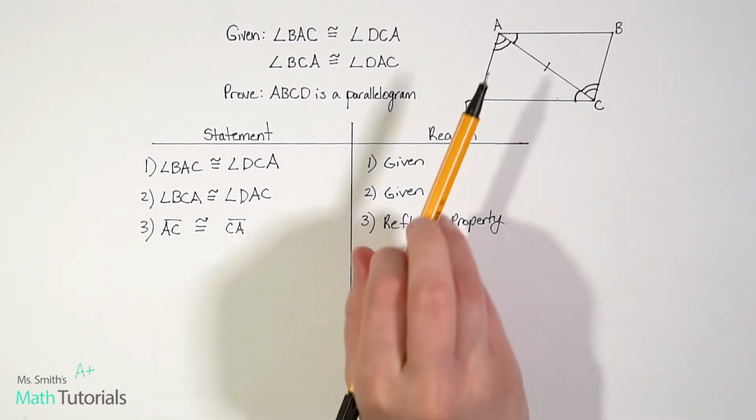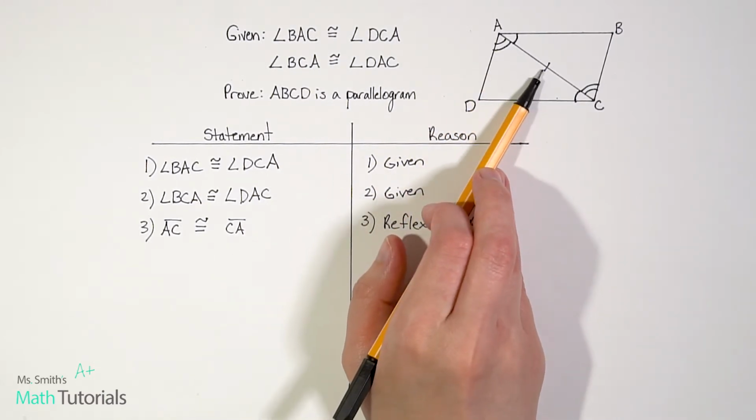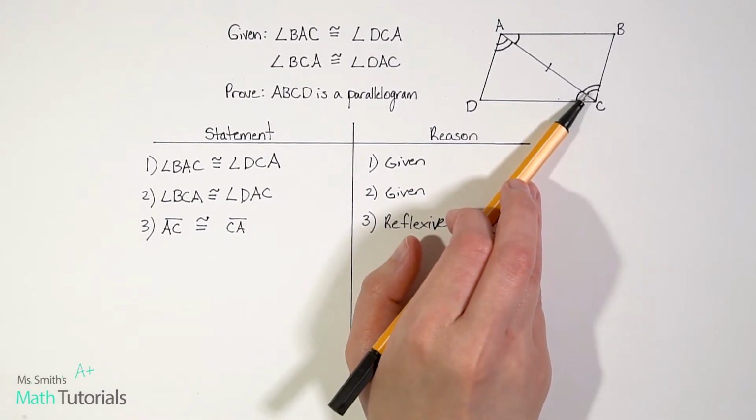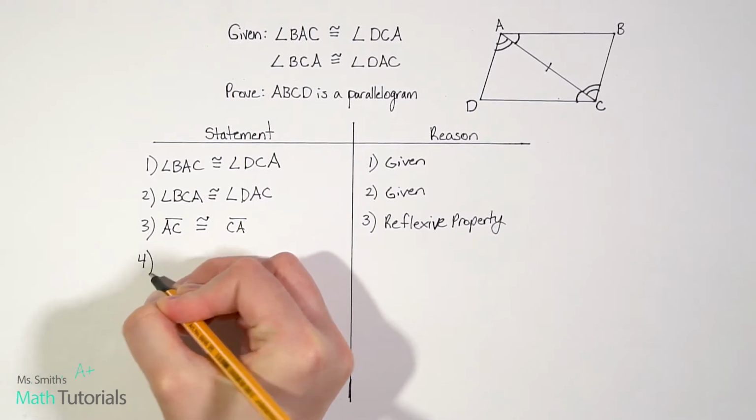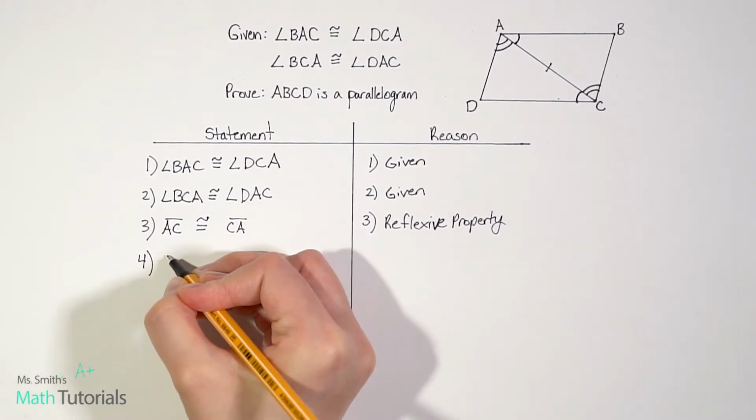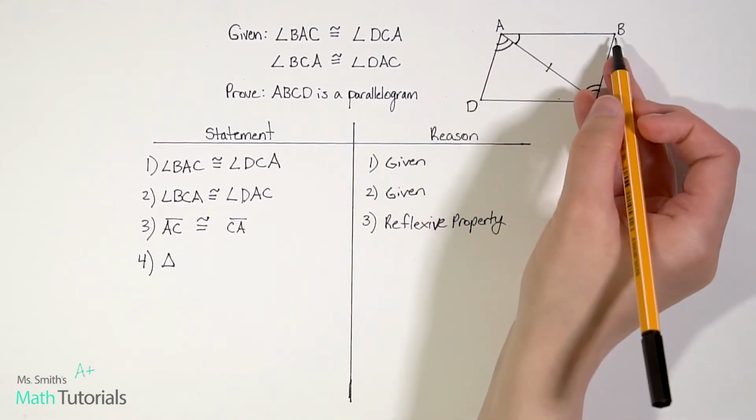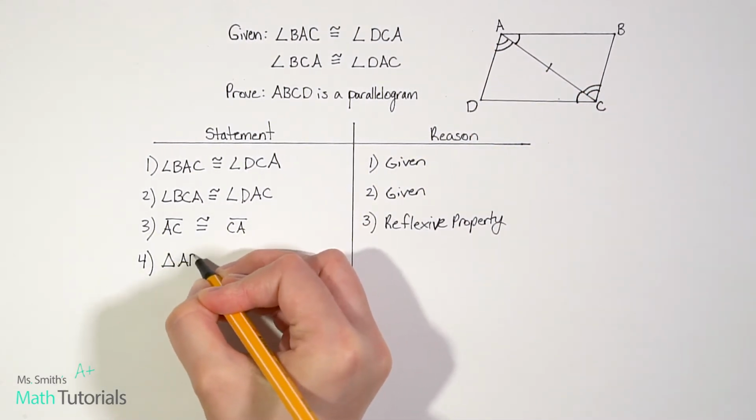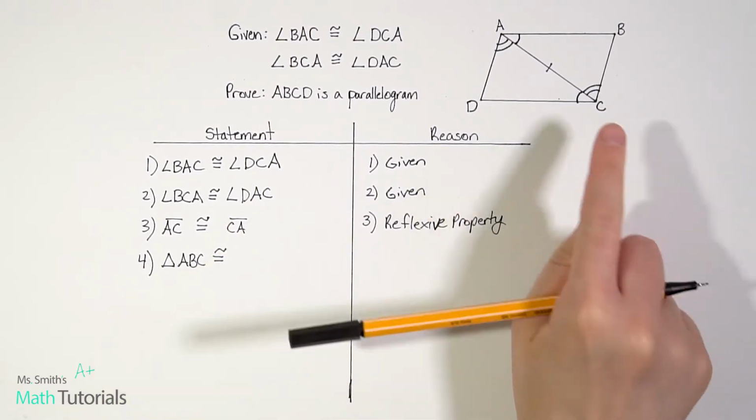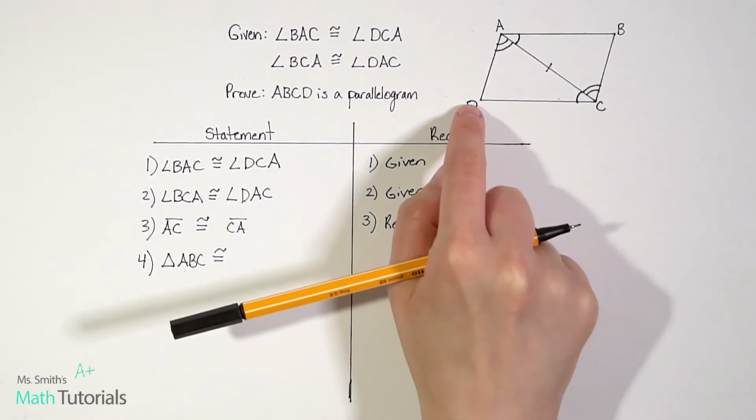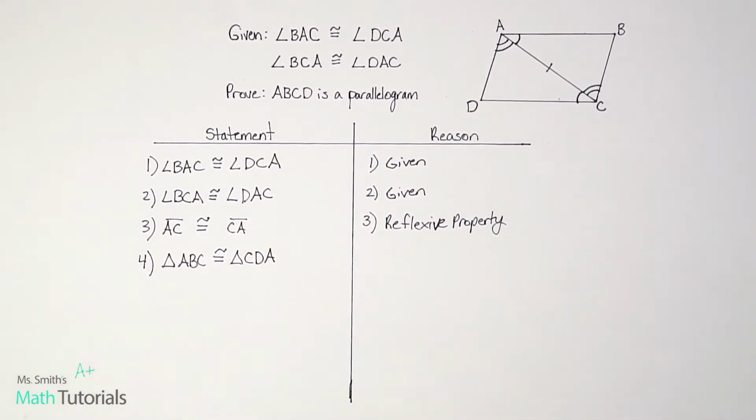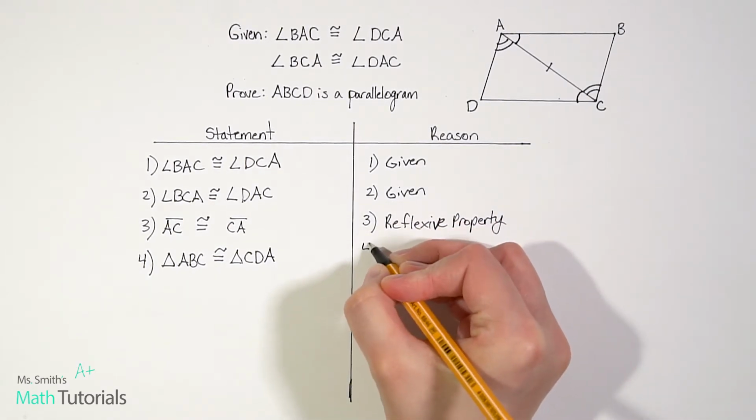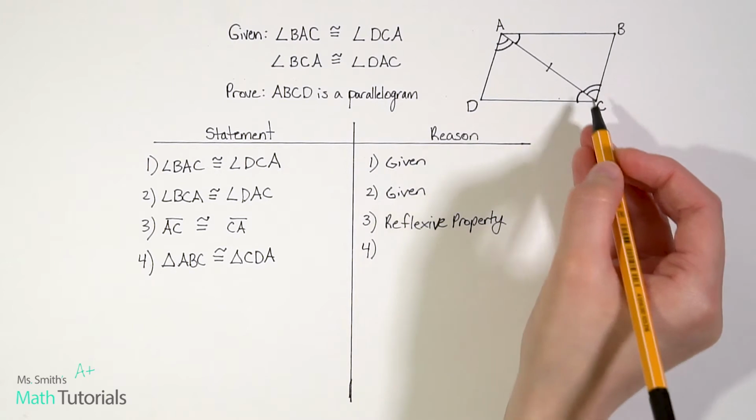And we can do that because notice we have angle, side, angle. And angle, side, angle, or ASA, is a way to prove triangle congruency. So let's go ahead and state that. So we know that triangle ABC, so the top triangle, is congruent to triangle CDA. And the reason we know that's true is because of the angle, side, angle property.